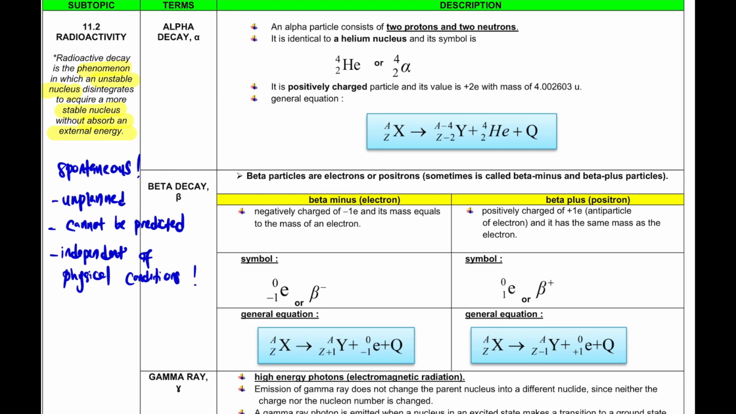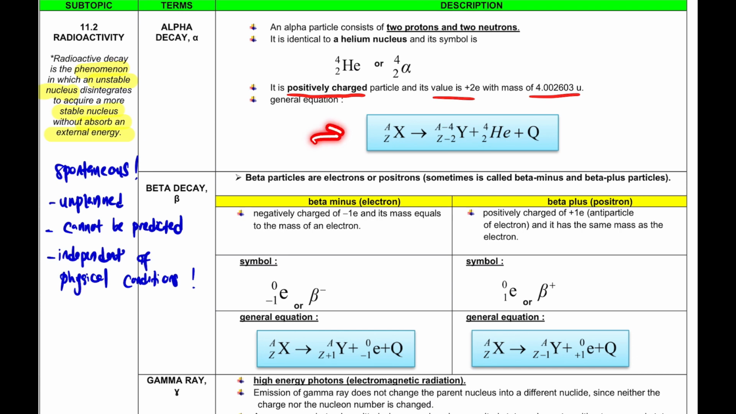For your information, there are three types of emission involved during disintegrations. The first one is the alpha particle, which consists of two protons and two neutrons. So it is identical to a helium nucleus and its symbol is 4,2 helium or 4,2 alpha. It is a positively charged particle with a charge of positive 2e and a mass of 4.002603 U. As you can see, this is the general equation for the alpha decay.